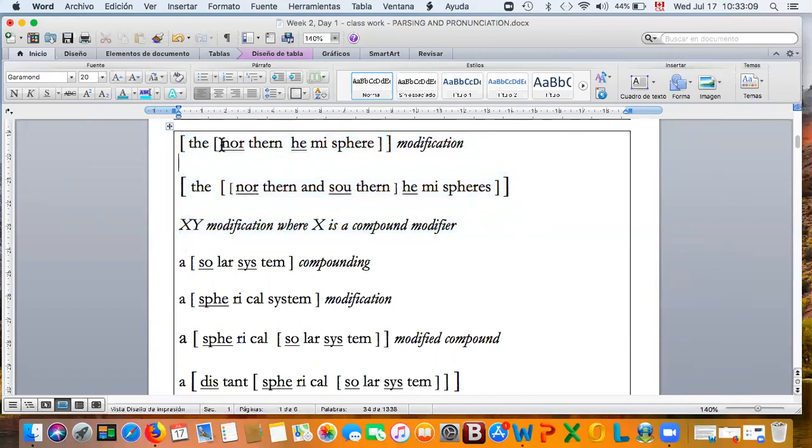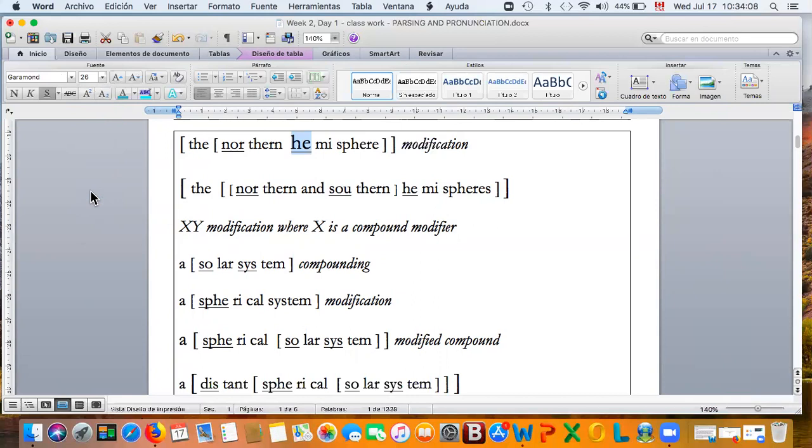The Northern Hemisphere. What you see here are the dictionary accents. Northern Hemisphere. But what you hear in addition is the extra accent, which indicates that the entire structure is one of modification. Here's the modifier, and here's the modified element. So the rule is, add an extra accent to the accentuated syllable of the word which happens to be the modified element. So it gives you the Northern Hemisphere.